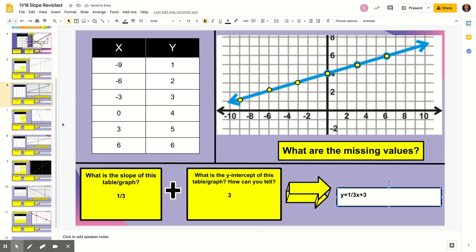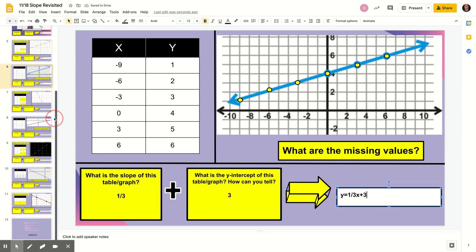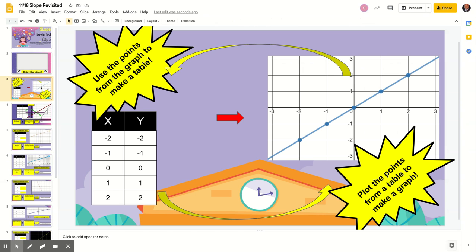That is how you do today's assignment, ladies and gents. Finish through slide 11, and you are good to go. Again, the idea is that you can use a table to make a graph or a graph to make a table for slope.